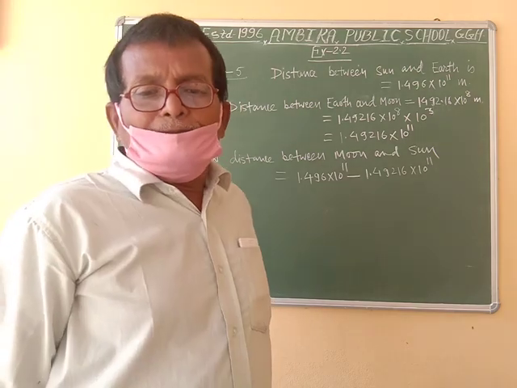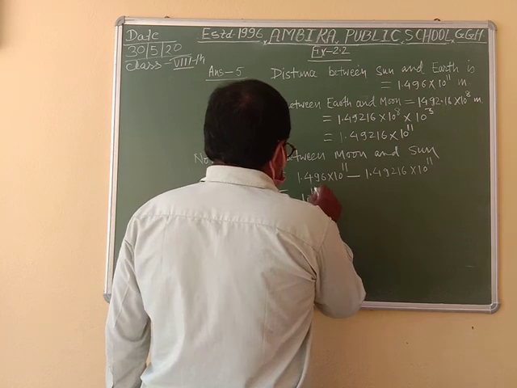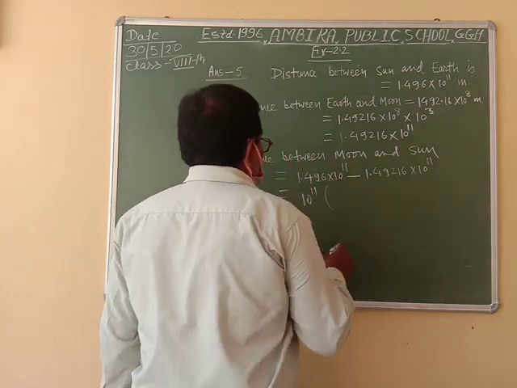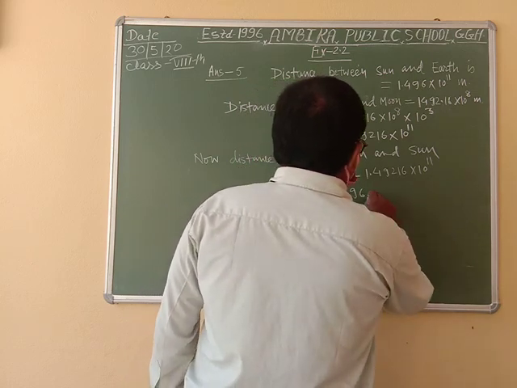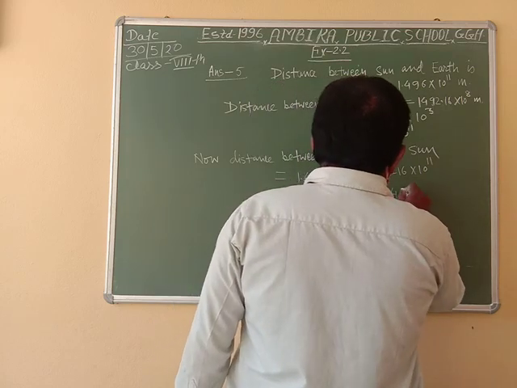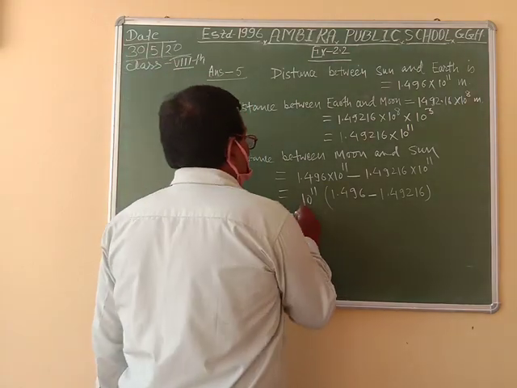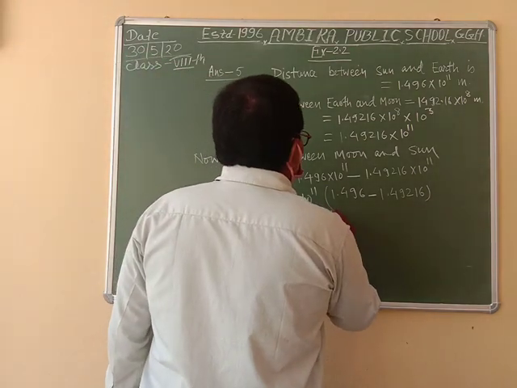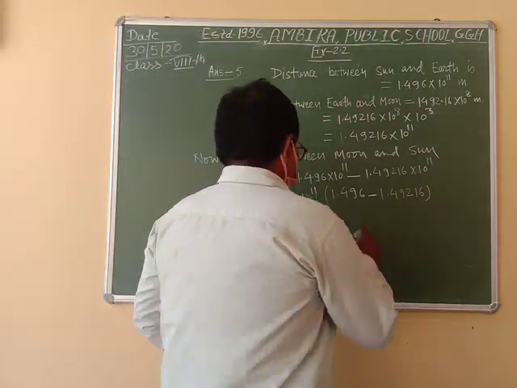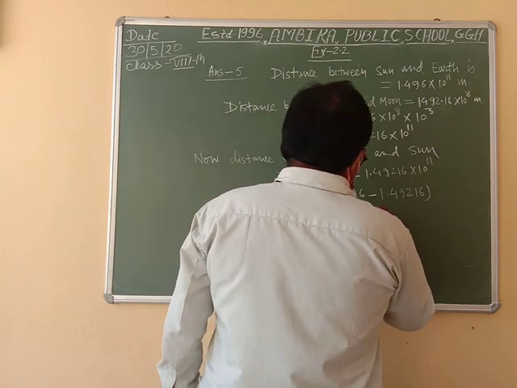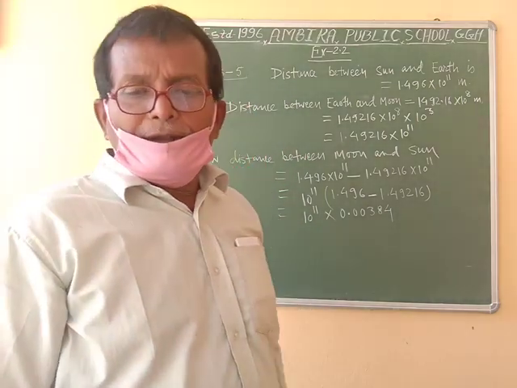Taking common 10 to the power 11, 1.496 minus 1.49216. After subtracting, we have 10 to the power 11 into 0.00384.